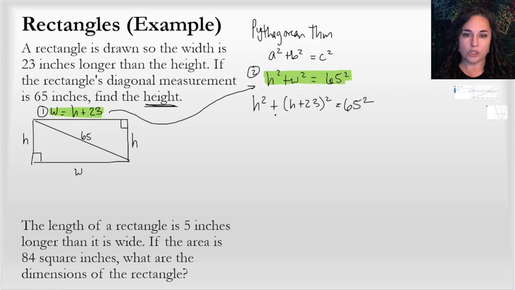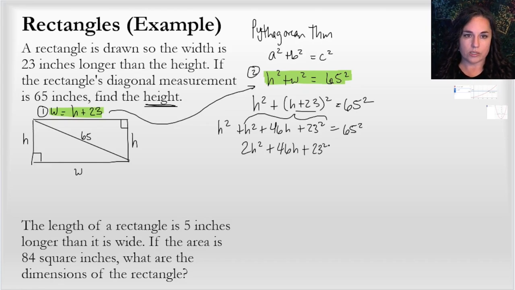What you can do is multiply this out. I think that's another thing you could do here is multiply it out. h squared plus 46h plus 23 squared has to equal 65 squared. All right, that's a perfect square, so I expanded it out into its terms for a perfect square. I'm getting 2h squared plus 46h plus 23 squared minus 65 squared equals 0. We can see that there.